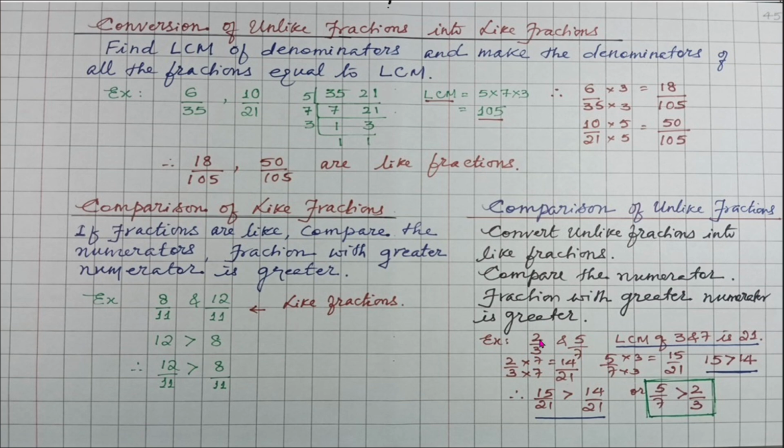It is 21. So 3 into 7 is 21, and 2 into 7 is 14. 14 by 21 is the fraction of 2 by 3. 5 by 7 is 5 into 3 is 15, 7 into 3 is 21. The 21 are the denominators in both the fractions here, and therefore 14 by 21 and 15 by 21 are like fractions, and here 15 is greater than 14, and therefore 15 by 21 is greater than 14 by 21, but 15 by 21 is 5 by 7 and 14 by 21 is 2 by 3, therefore 5 by 7 is greater than 2 by 3. So therefore comparing of unlike fractions is first convert them into like fractions and then compare the numerators. Whichever numerator is greater, that will be the greater fraction.